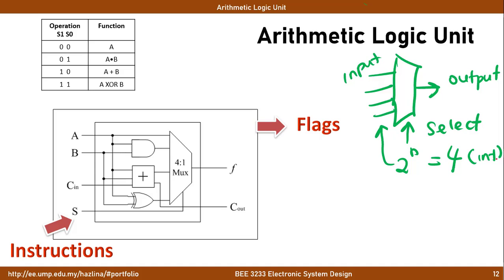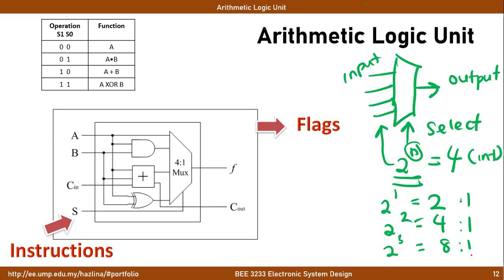This is the input properties, whereas this is 2 to the power of n. N here denotes the select, the number of select bits. Okay, so having said that, you will find in the market there will be 2 to the power of 1, which is equivalent to a 2 to 1 multiplexer, 2 to the power of 2, which is equivalent to a 4 to 1 multiplexer, 2 to the power of 3, which is equivalent to an 8 to 1 multiplexer. The variation of the sizes.